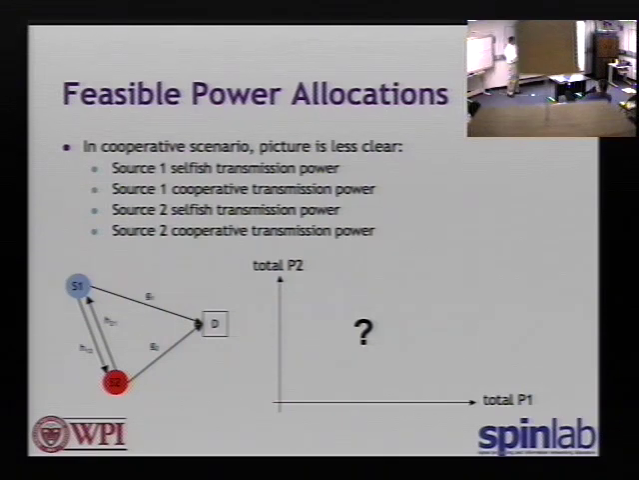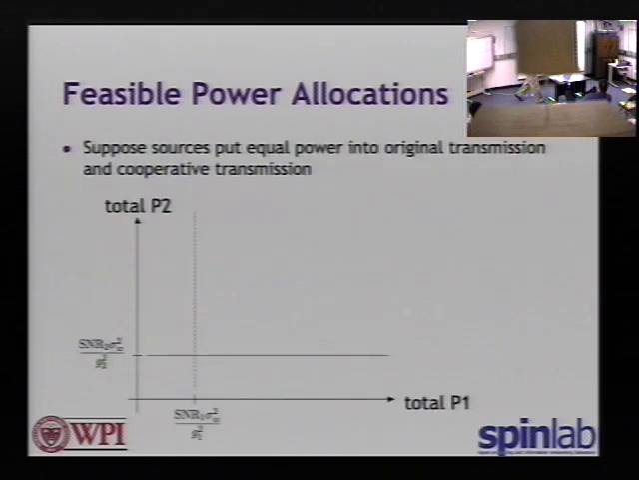Okay? So really, to get the space of feasible things, I need a four-dimensional plot here, right? And that's going to be hard to see. So let's see if we can come up with an example to get some intuition. The example is going to be this. Let's say users are required to put as much power into cooperation as they are into their selfish transmission. Okay, just as an example.